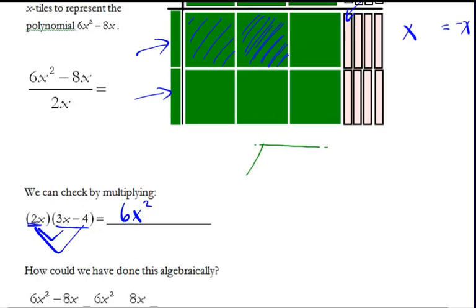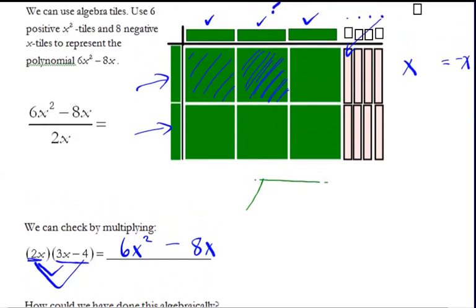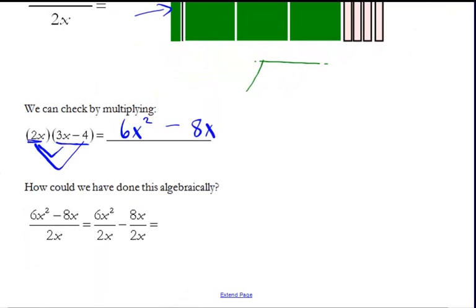So 2x times 4 is 8x, and that's minus 8x. Okay, how could we have done this algebraically? Well, if we look at 6x squared minus 8x divided by 2x, remember that this can be split up into two separate fractions, and it's finding the difference of two separate fractions.